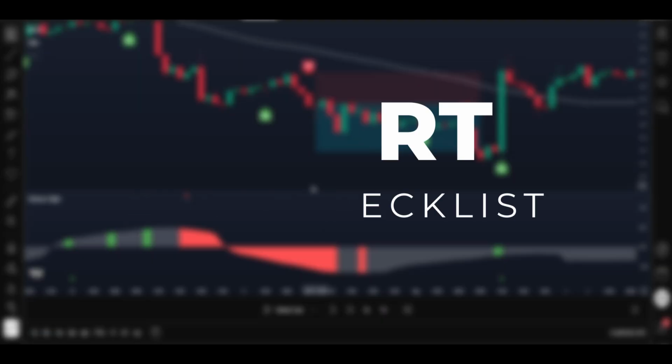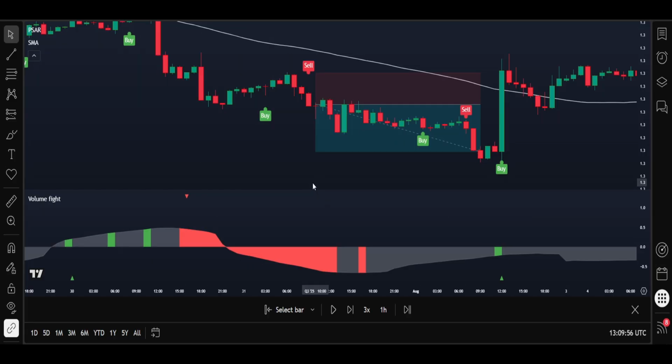Short setup checklist. 1. Trend filter. Price is below the 60 MA. 2. Volume gate. Volume Fight shows red dominance, and the histogram is below 0, and the zone is not gray. 3. Trigger. Parabolic SAR prints a sell label on the signal candle. All three must be true at the close. If the zone is gray, or price isn't below the moving average, we wait.